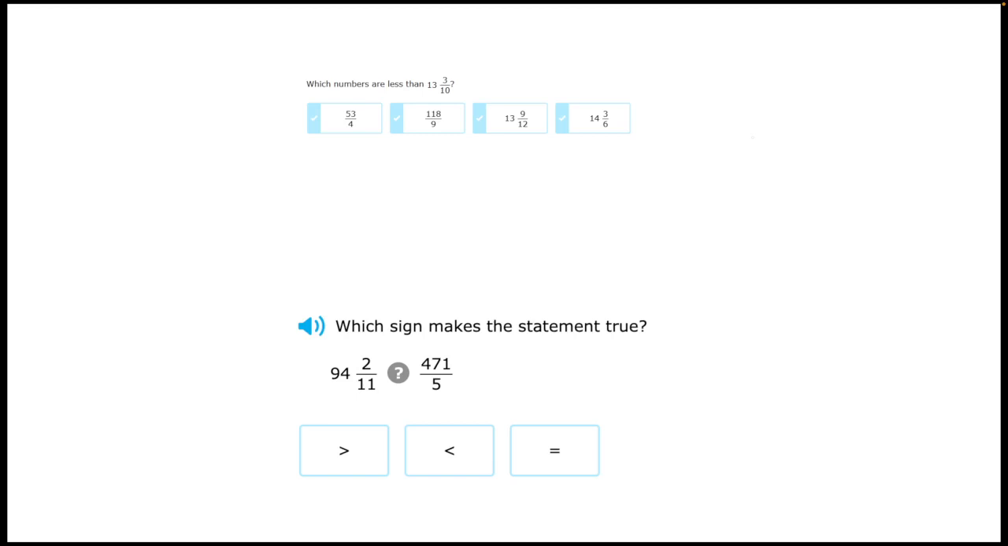Okay, now that you've had a chance to work these two problems, let's take a look at your solutions. For the first problem, when you converted things to decimals, this is 13.3, this is 13.25, and this is 13.1 repeating. I'm going to put the line above it to mean repeating.